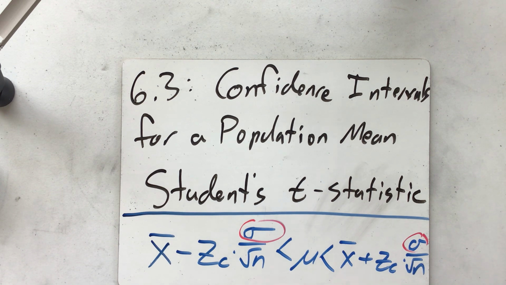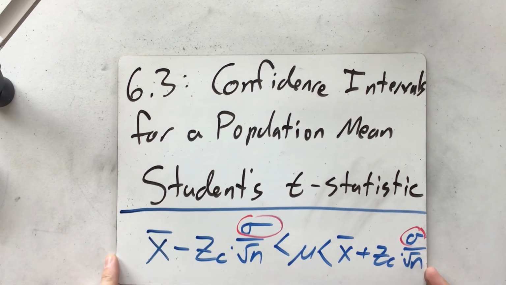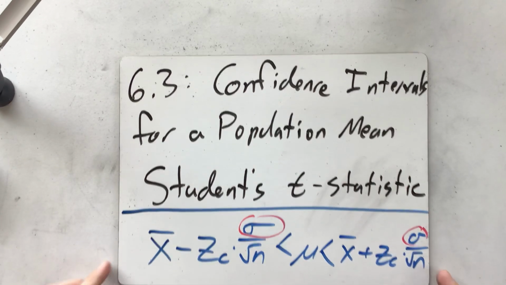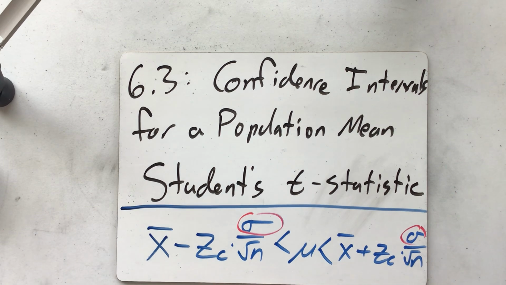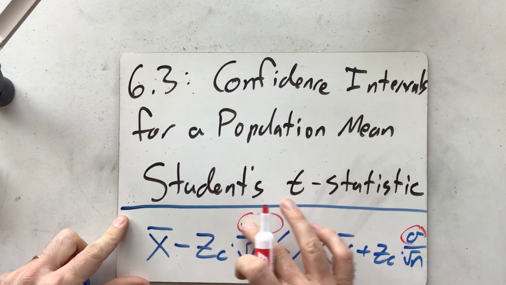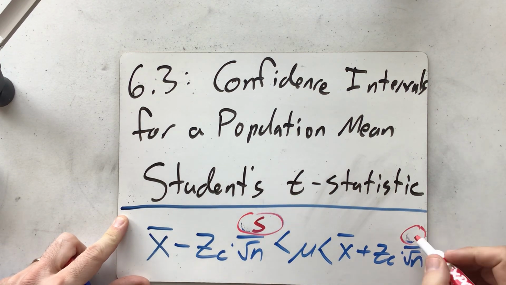So what we're going to do is make a small modification to this formula, and then we'll learn how to use it, and it's going to work a lot like the last problem, but just with a few modifications. In short, what we need to do is change the sigma, and so I'm going to go ahead and write our modified version, and then we'll come back and talk about it. So instead of sigma, we're going to use S.